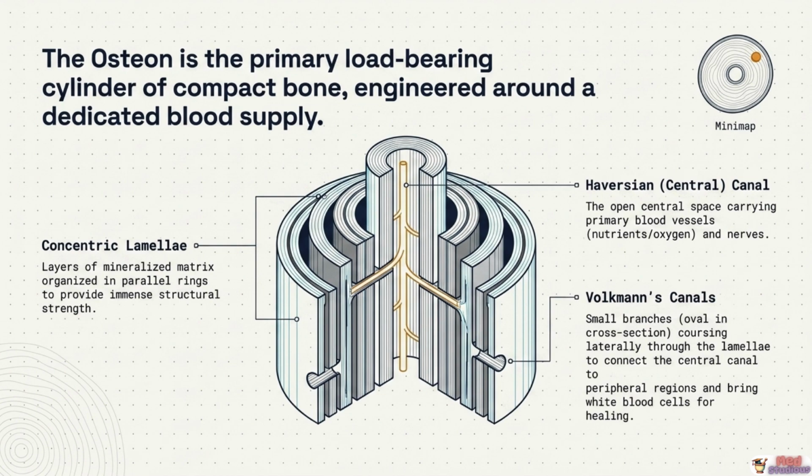Connecting the Haversian canals of adjacent osteons and connecting the central canals to the periosteum and medullary cavity are Volkmann's canals, running perpendicular or oblique to the long axis of the bone. In cross-section, Haversian canals appear circular, Volkmann's canals appear oval. This is an important histological diagnostic distinction in the practical lab.